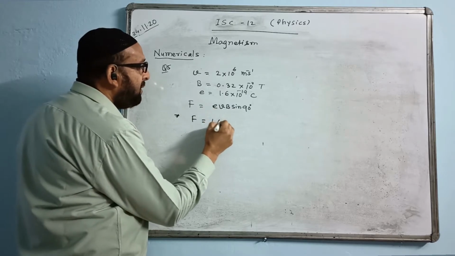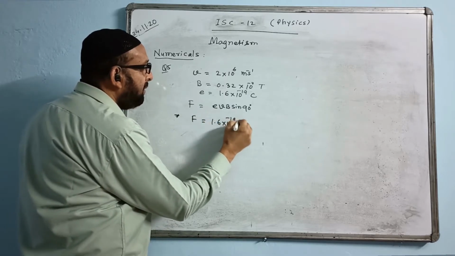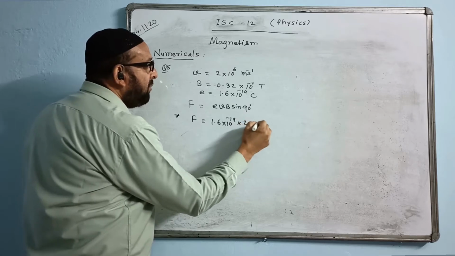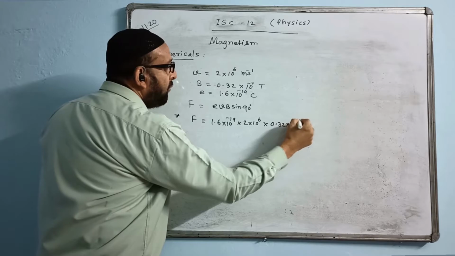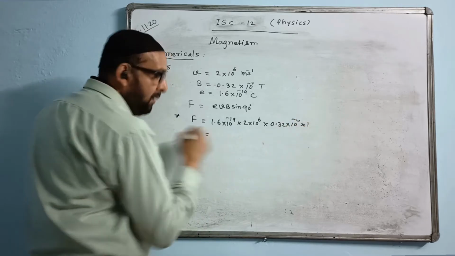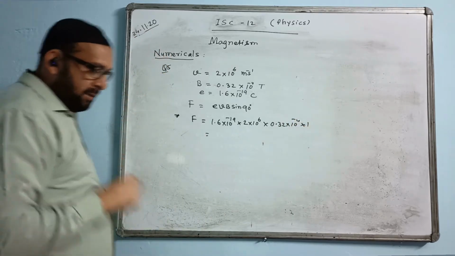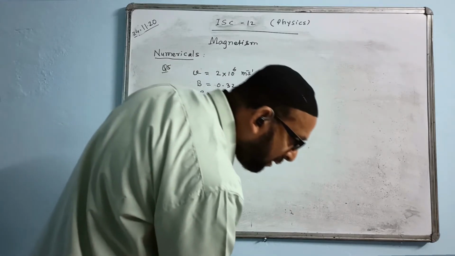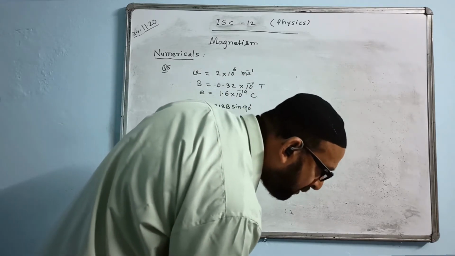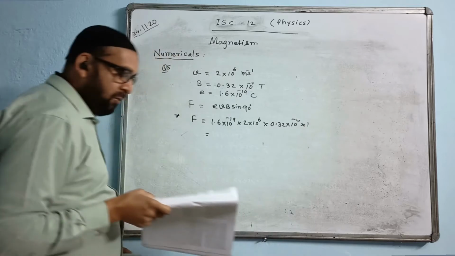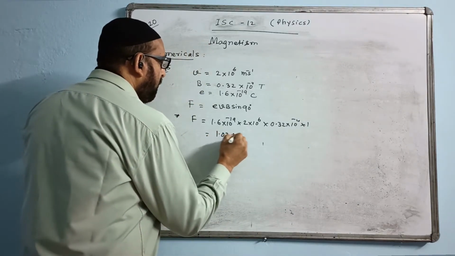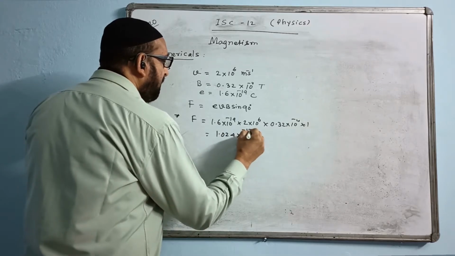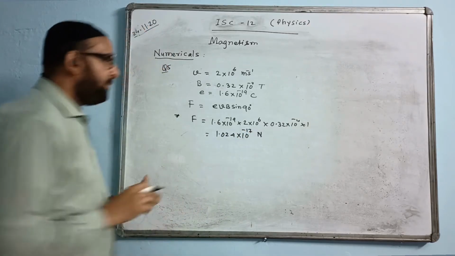The value of F is 1.6 into 10 to the minus 19, velocity is 2 into 10 to the power of 6, value of B is 0.32 into 10 to the minus 4. Sin 90 is 1. Calculate this using a calculator. Your answer comes 1.024 into 10 to the minus 17 Newton. That is the answer.